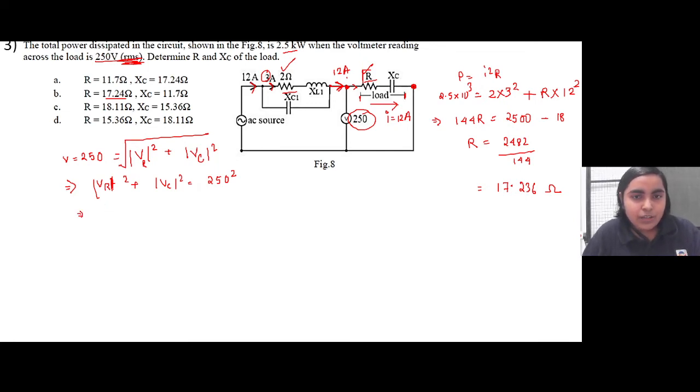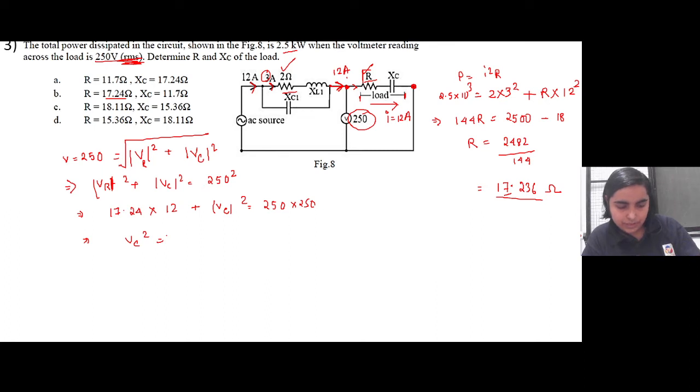So now we have the value of R, right? R is 17.236, or let's just take it as 17.24. 17.24 into I, I is 12 because 12 ampere current was flowing through this, right? So let us just keep it as VC square equal to 250 into 250 minus, sorry, this one's square. Okay, so minus 17.24 into 12 whole square.